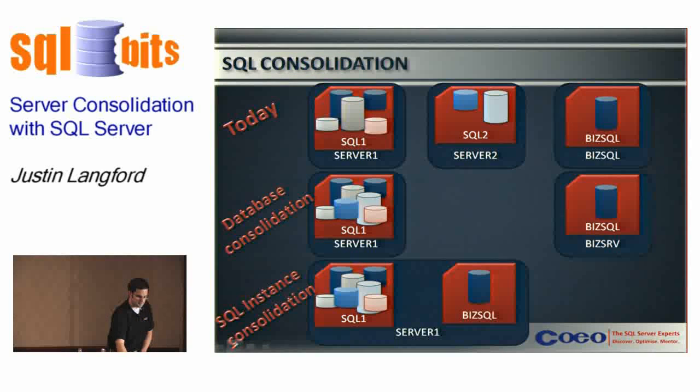Further to that, we can perform SQL Server instance consolidation, which means that we run multiple instances on one physical machine. So in this situation, we've got SQL 1 and BizSQL both running on the same machine as named instances. So there are 2 different types of consolidation there: database consolidation and instance consolidation.